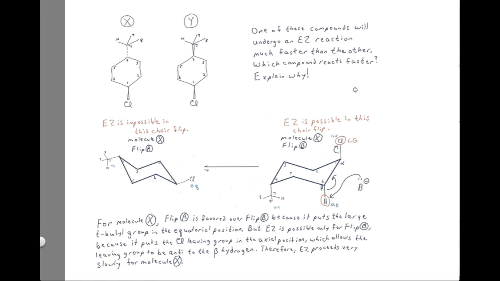Another comment about this problem, notice that the key to this problem was drawing the chair conformations. But notice that the problem never mentioned chair cyclohexane. There was no explicit clue in the problem that you needed to draw the chair conformation. So you need to be on the watch for situations where you need to draw the chair conformation. Remember, what's the clue for when you need to draw the chair picture?